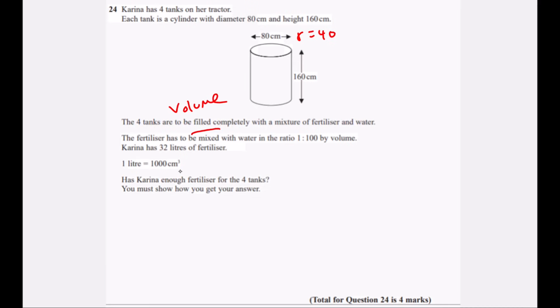Okay, so we need to find the volume of the tank, times it by 4, and then see how much fertilizer we need. So the volume of a cylinder, or a prism, in this case it's the same thing. So the volume is the area of the cross section times how far back it goes. So the volume is pi r squared, that's the area of a circle, times how far back it goes. Pi r squared h in this case. So the volume is pi times the radius 40 squared times the height 160.